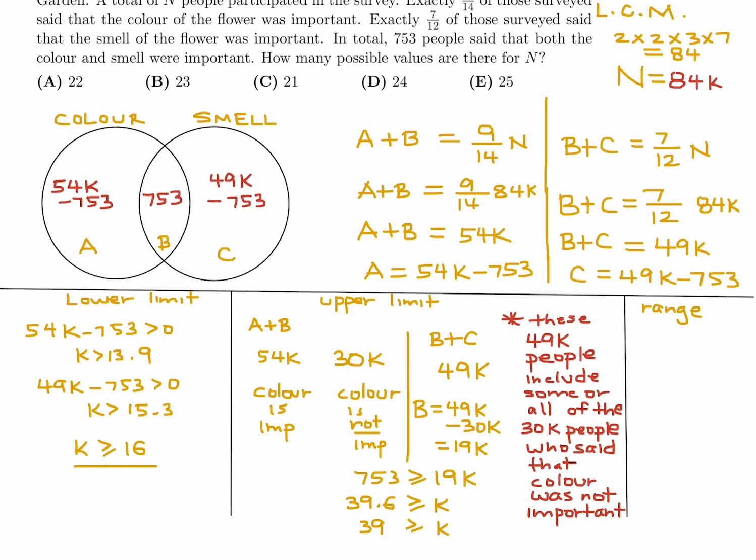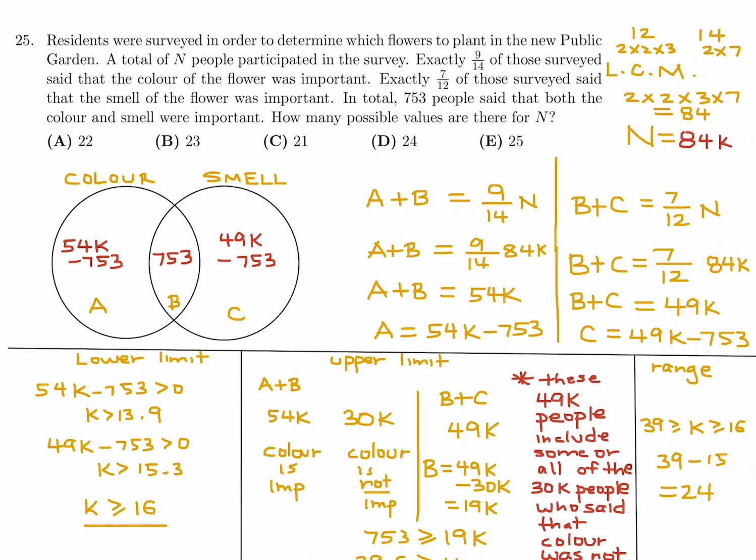So combining, that means K is going to be greater than 16, but less than or equal to 39. Greater than or equal to 16 or less than or equal to 39. So every number from 16 to 39, and that gives me 39 minus 15, which is 24 possible values for K. And each value of K gives me one corresponding value of N. So that's 24 values for K, 24 values for N, and therefore number 25, the answer is D.